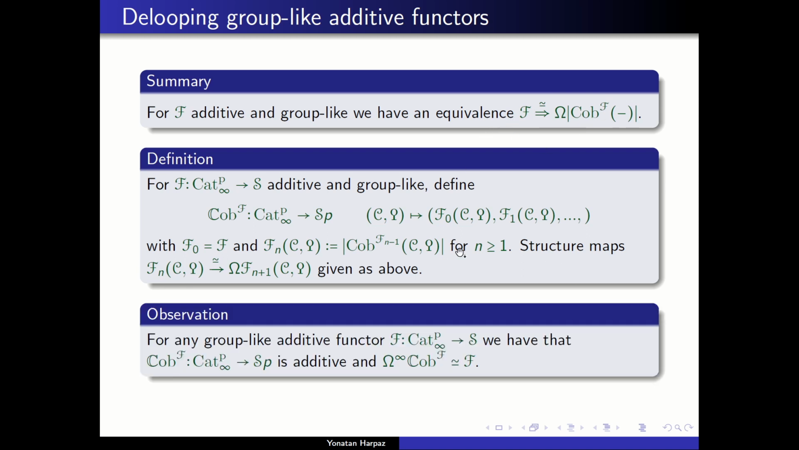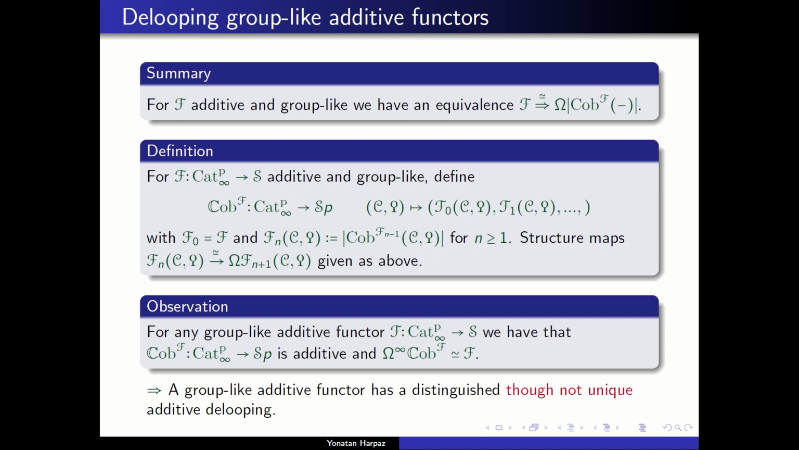And so for any group-like additive functor F, we obtain an additive functor to spectra whose infinite loop space is F itself. We hence obtain an omega spectral delooping, or an infinite delooping of F in the form of a spectrum-valued additive functor. And so the conclusion is that any group-like additive functor has a distinguished additive delooping. Though one should note that this is not the unique additive delooping. It is just distinguished. It is in fact the initial additive delooping.